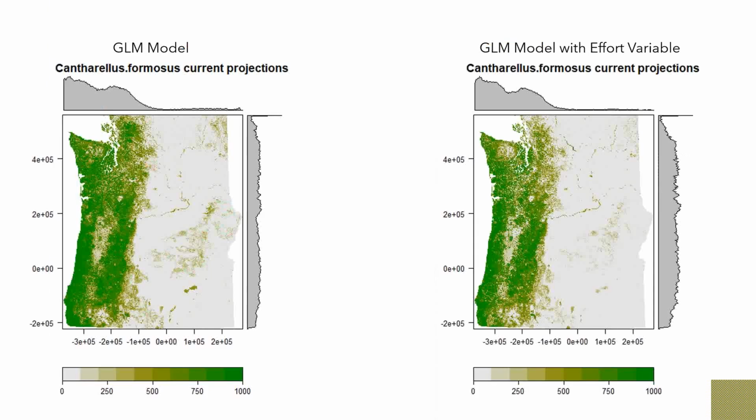And we can see an example of that here. This is two general linear regression models, one with the effort variable and one without it. The one with the effort variable shows that there's less predicted habitat in the lowland areas that might have predictions there, but just because they're easy to sample. So yeah, this is great, but we want to then validate this information.